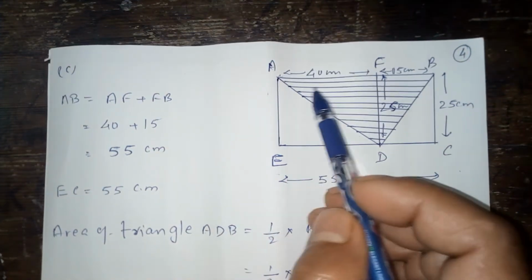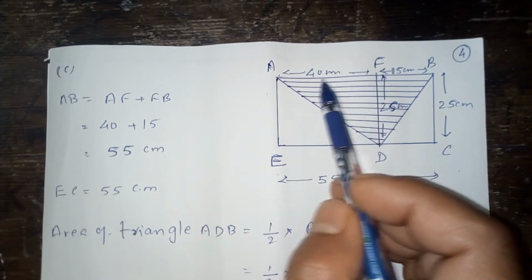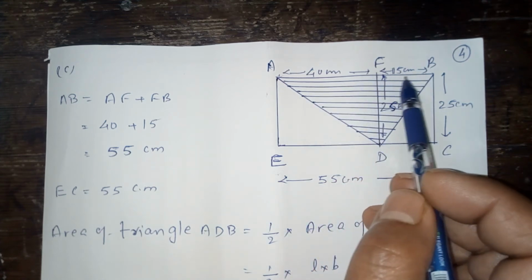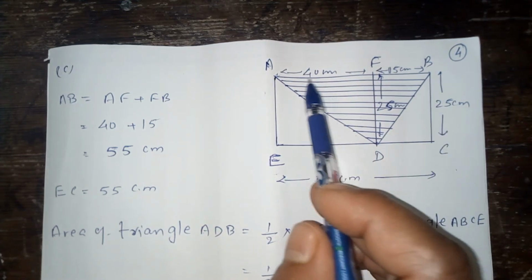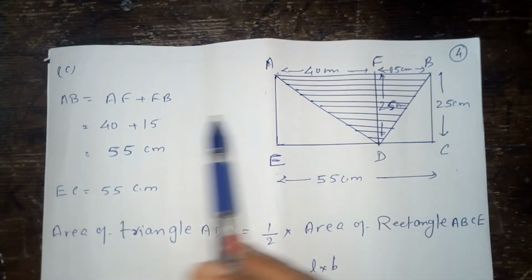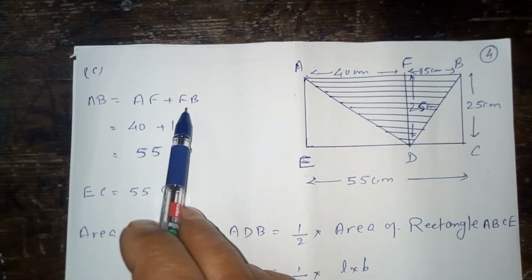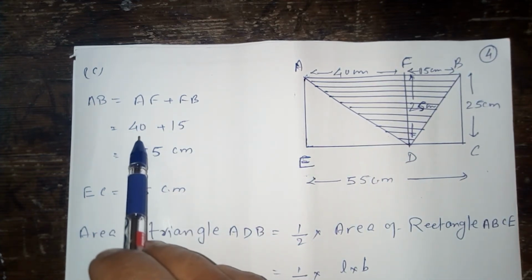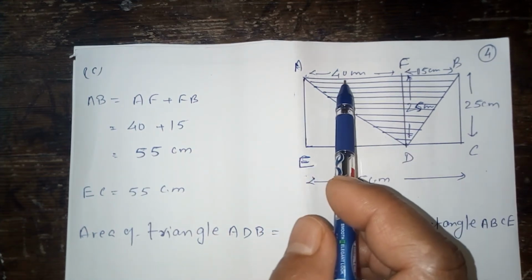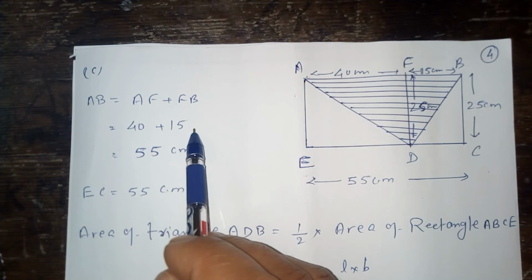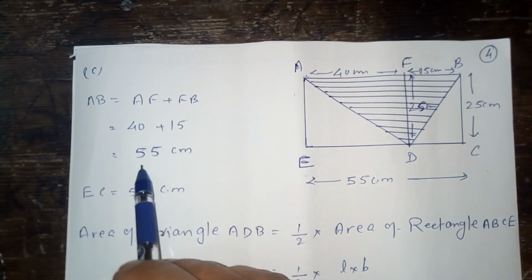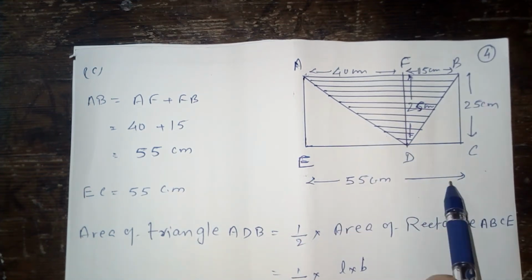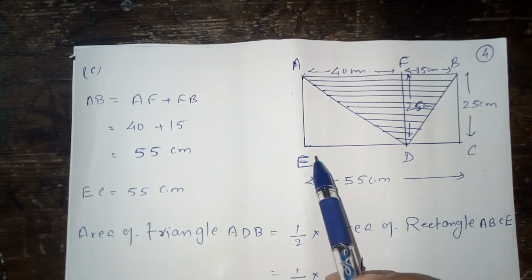Now look here, in this part AF is 40 centimeter and BF is 15 centimeter. So how will you find out the length of AB? AB is equal to AF plus FB. AF is 40 centimeter and FB is 15 centimeter. 40 plus 15 will give you 55 centimeter. 55 centimeter is the length of the rectangle ABCE.